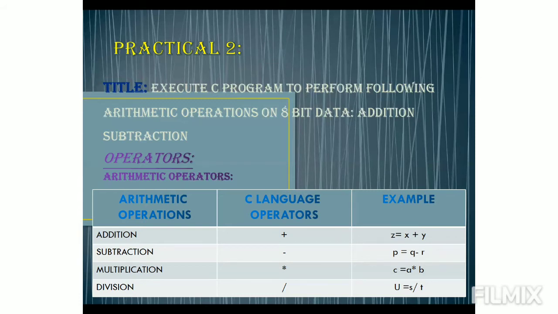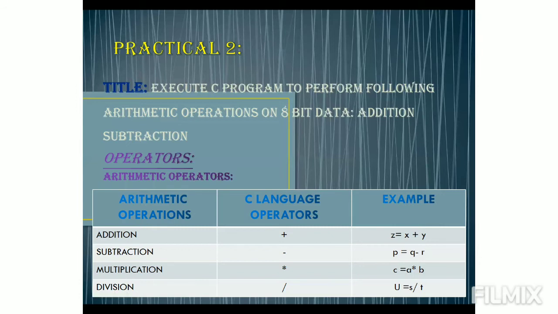For performing addition operation, we have to use this operator. For example, z is equal to x plus y. Next, for performing subtraction operation, we have to use this symbol. For example, P is equal to Q minus R.